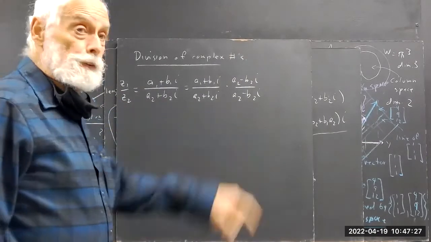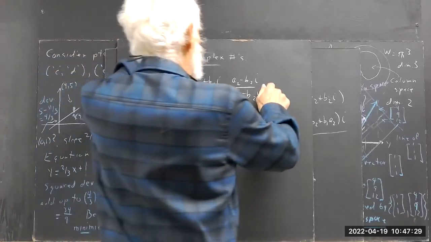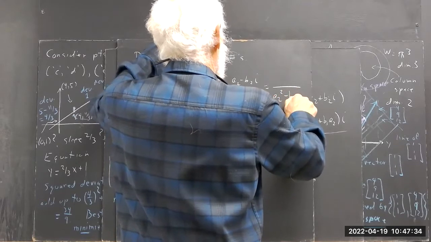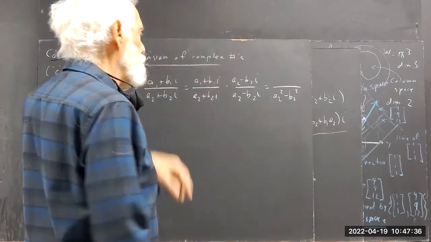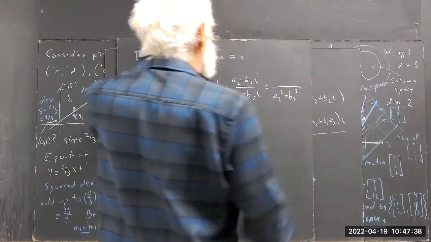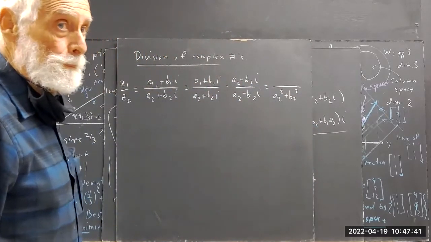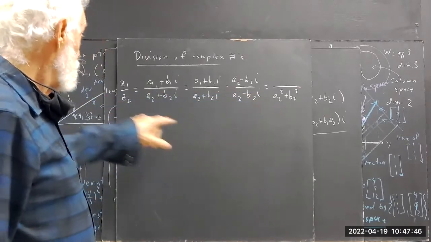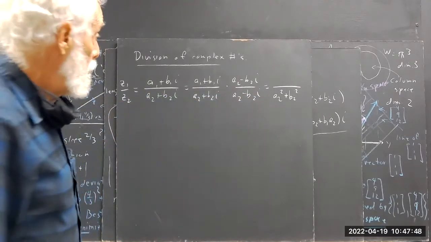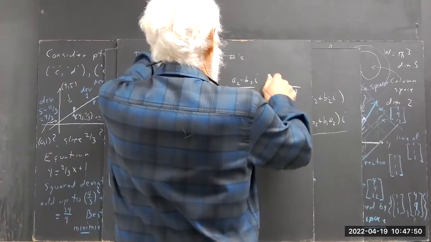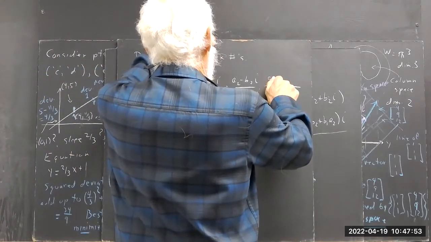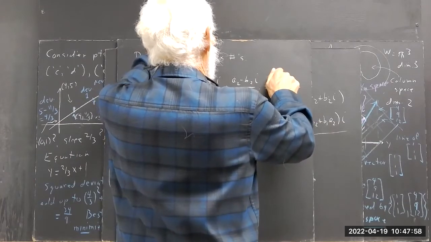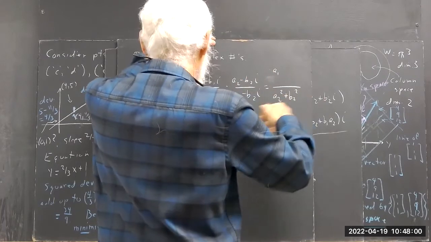When you do this, you can check out the distributive law. The denominator becomes A2 squared minus B2 squared, A2 squared plus B2 squared, sorry. Okay? Which is just the square of the modulus of Z2. And your numerator becomes, I don't have room to write it here, so I won't even attempt to squeeze it in. I'll just write it in 2 lines.